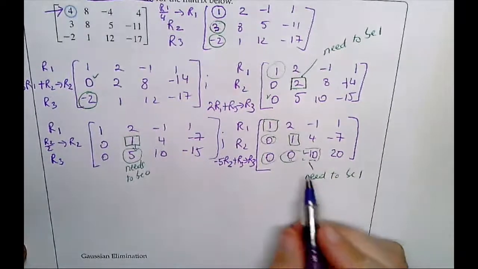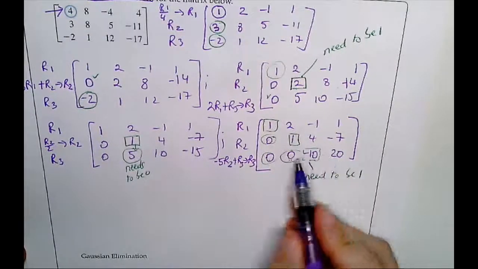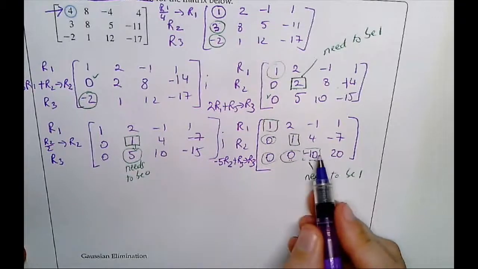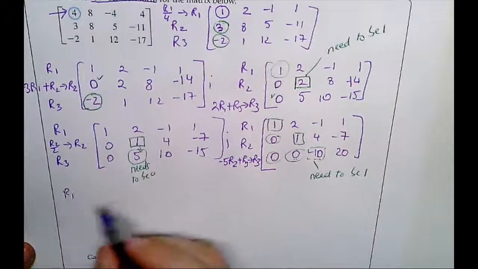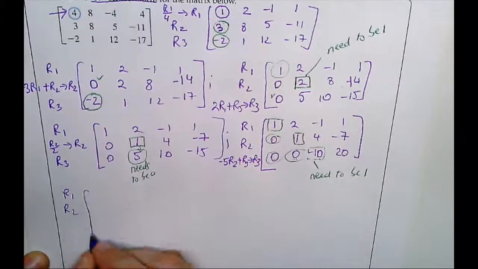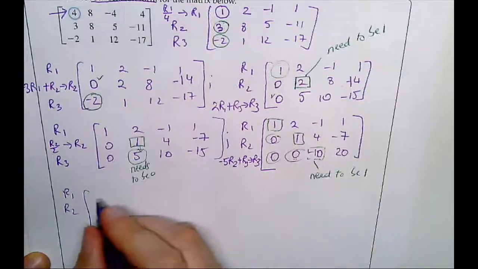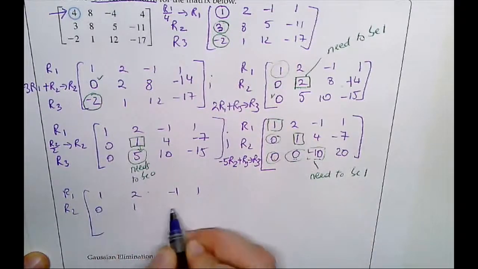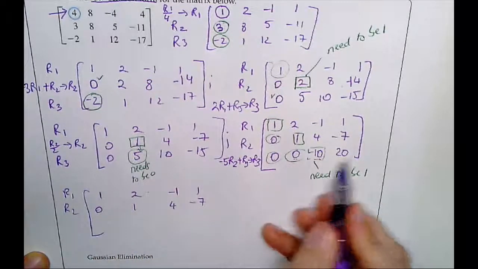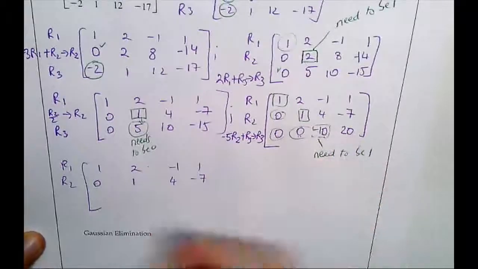So all I have to do is divide row 3 by negative 10 to make this a 1. So row 1 stays the same, row 2 stays the same. So 1, 2, negative 1, 1. Row 2 stays the same. But now row 3 becomes row 3 divided by negative 10.